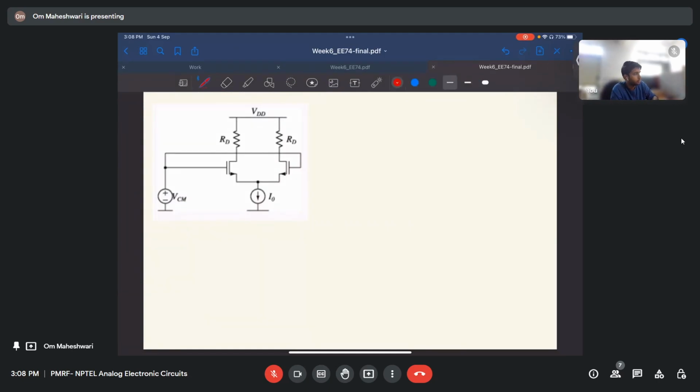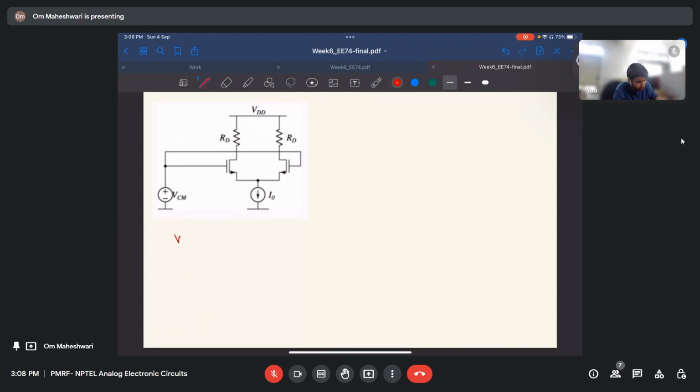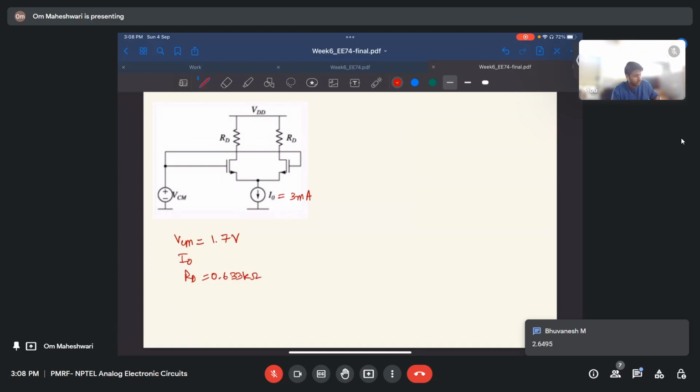So what are we given? We are given VCM is 1.7 volts. I naught is 3 milliampere, and RD is given as 0.633 kilo ohms. And threshold voltage VT is 0.5 for both the MOSFETs. So these are both NMOS, as we can see here. This is drain and source, drain and source.